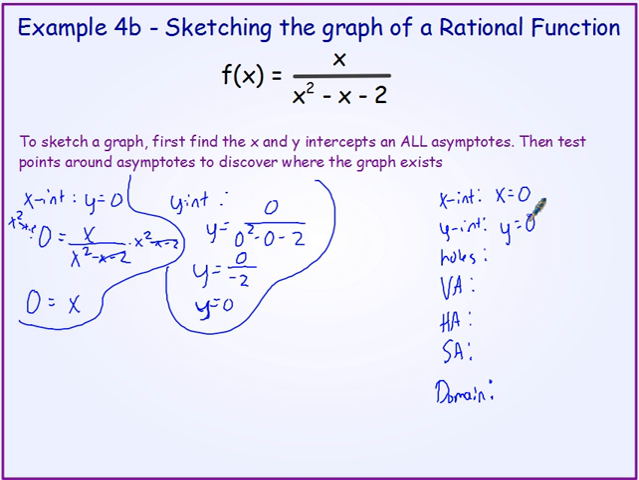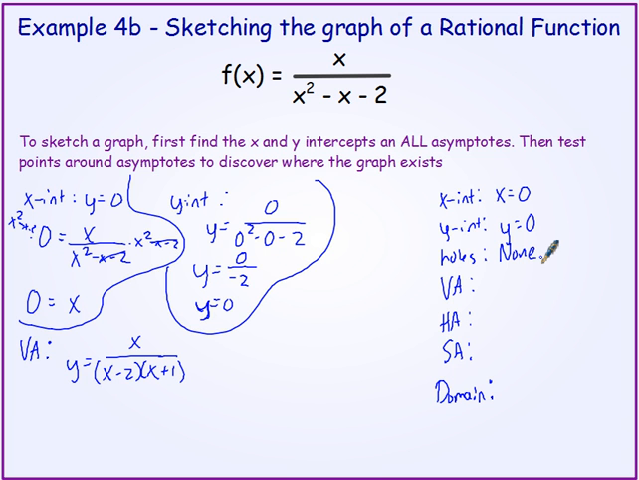Okay? Now to find my holes, I have to go to my what? To my vertical asymptote. Okay? So, factor, correct? Can I factor the top? Can I factor the bottom? So what am I looking for? Factors of -2 that add up to -1. What do you got? -2 and +1. Is anything going to reduce? Is anything going to cancel? No. Which means no holes.